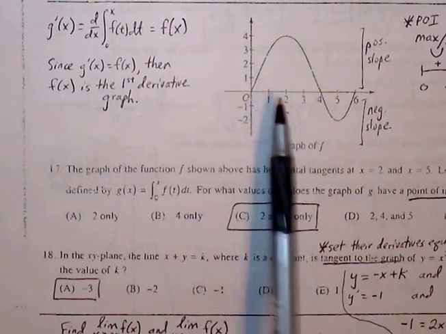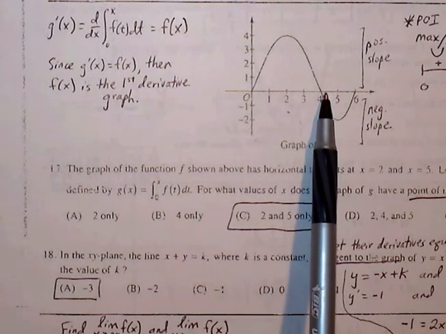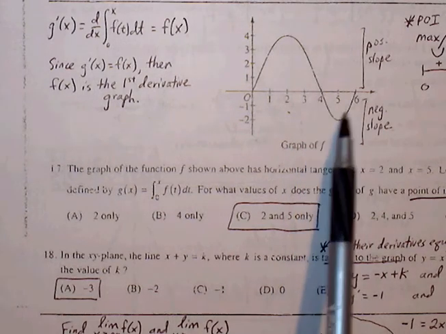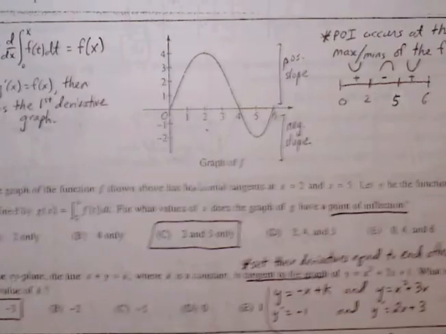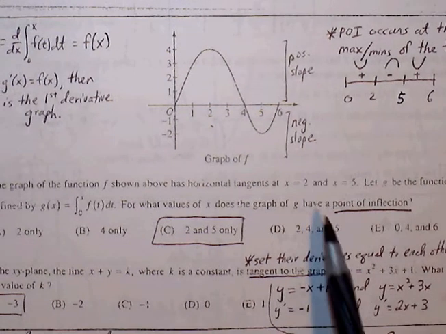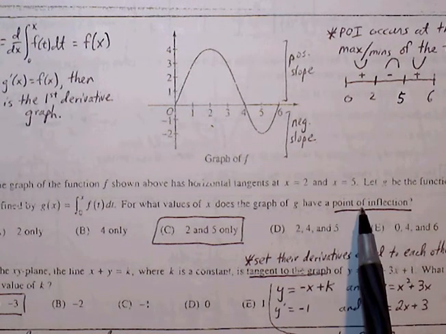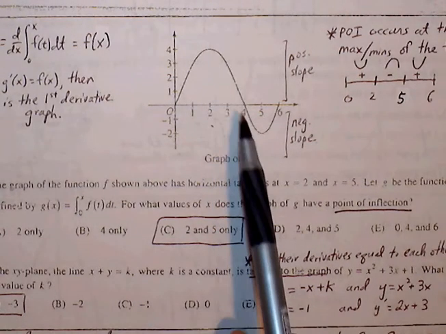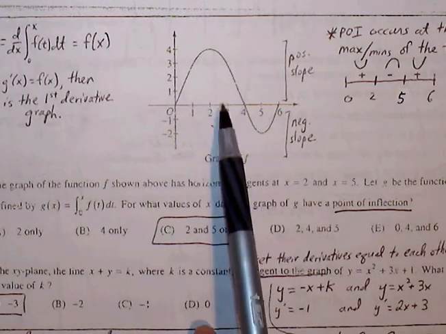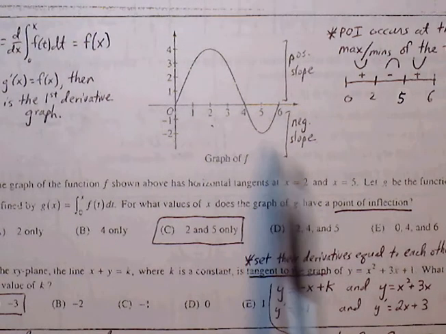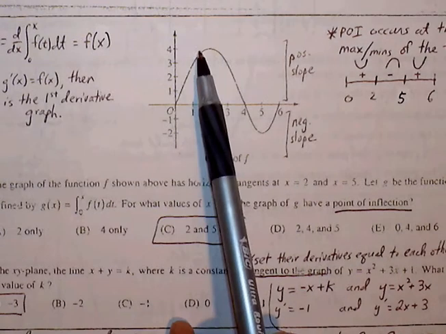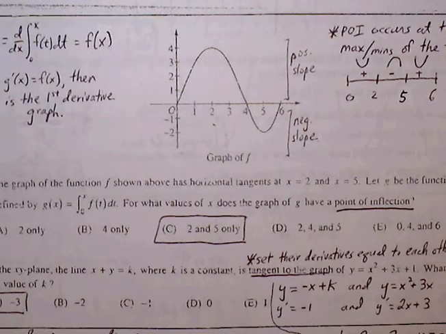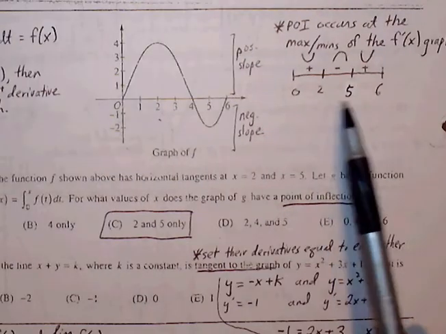And if this is the first derivative graph, then any x-intercepts will be where the slope is 0, and anywhere above the x-axis represents positive slope, below represents negative slope. Okay. And it's saying, where does the graph have a point of inflection? So point of inflection is going to occur at the max and the mins of our derivative graph. So the max and mins are going to be x equals 2 and x equals 5. And this is concave up because it's positive slope, concave down because it's negative slope, concave up. So that means point of inflection will occur at x equals 2 and x equals 5.